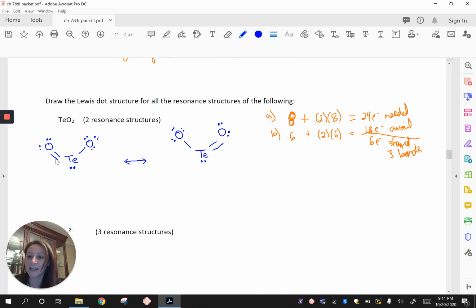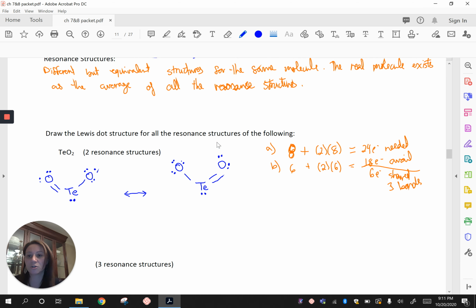So those extra electrons that are in the double bond are actually moving around or resonating between here and here. So in reality, like I said, it's a bond and a half here and a bond and a half here. So resonance structures, like we said, are different. These two structures are different, but they're equivalent for the same molecule. And in reality, the molecule exists as the average between the two. So in reality, the tellurium is bonded a bond and a half to each of the oxygens.